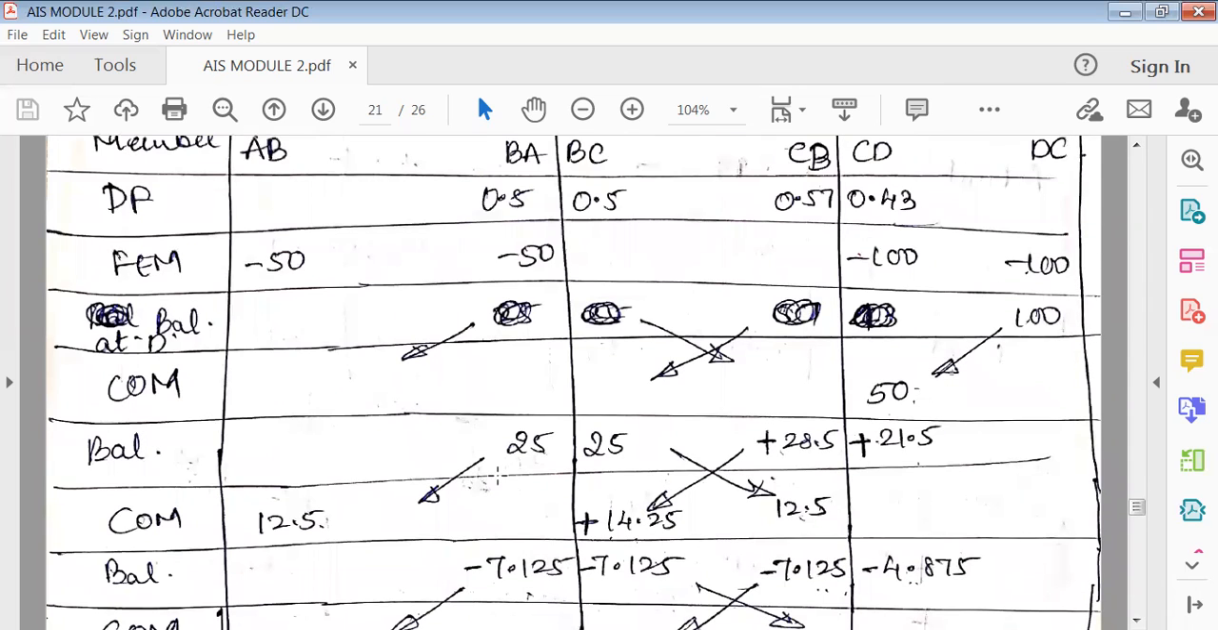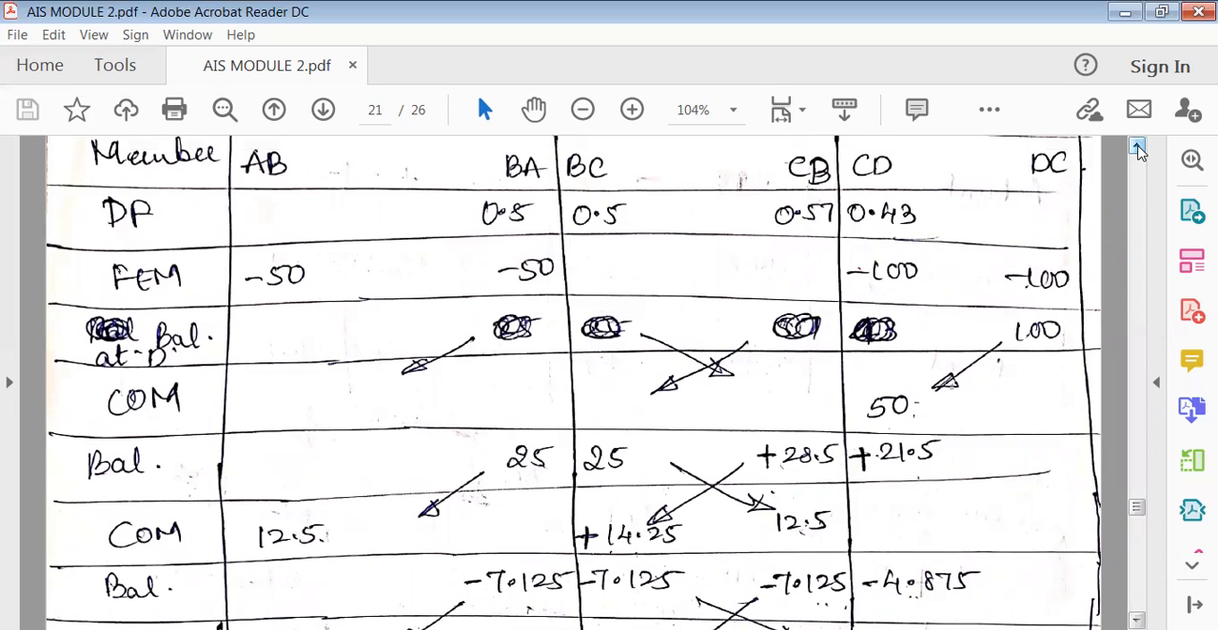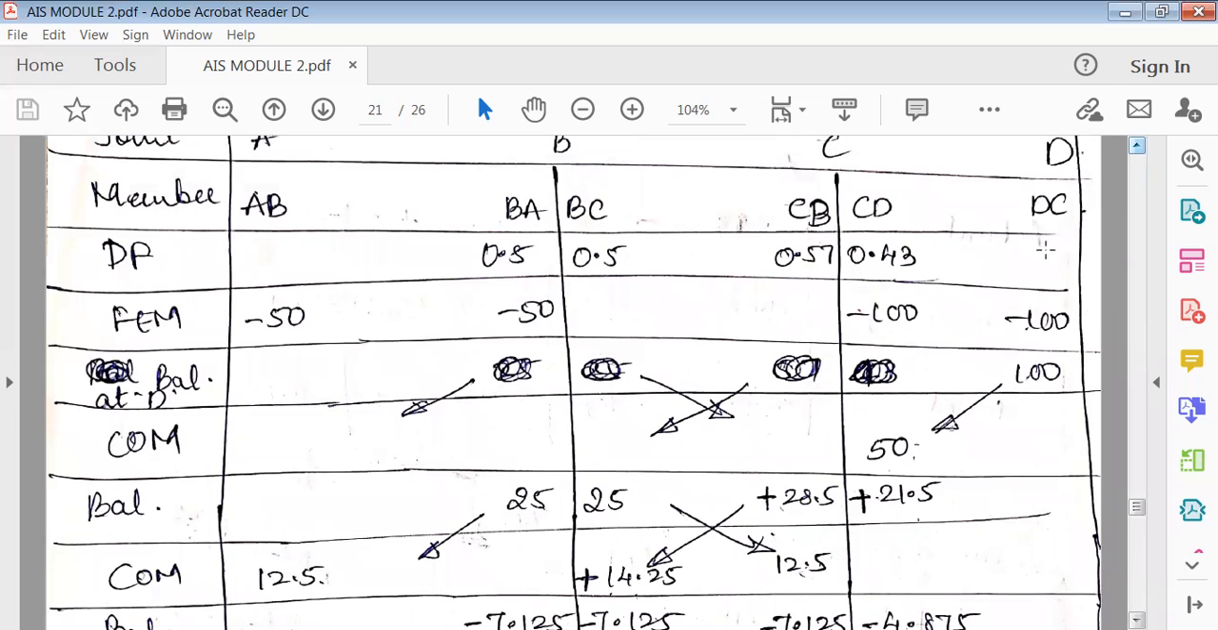After this, you have to use the sway analysis. You can see there is a moment acting at D. But at D it is a simple support, so whatever moment is there, we have to remove it. In order to remove it, you can see at D there is minus 100 kilonewton meter acting. Now for this minus 100, just change the sign, keeping the magnitude the same.